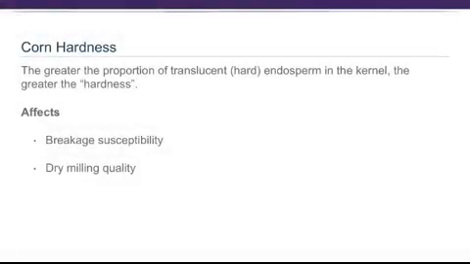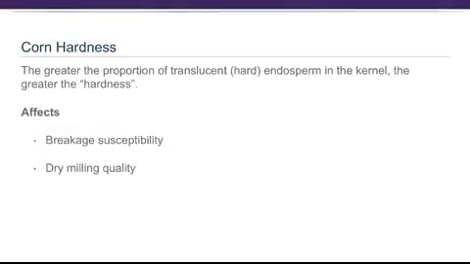You may have heard the term hardness with regard to corn kernels. Certainly, you've probably heard of soft wheat and hard wheat and the difference in kernel properties there. This is similar in that for corn hardness, we're talking about the proportion of translucent or hard endosperm in the kernel to the overall kernel volume. So if we have a large proportion of translucent endosperm, then we'll have a harder kernel. This is important from the standpoint that it affects breakage susceptibility.